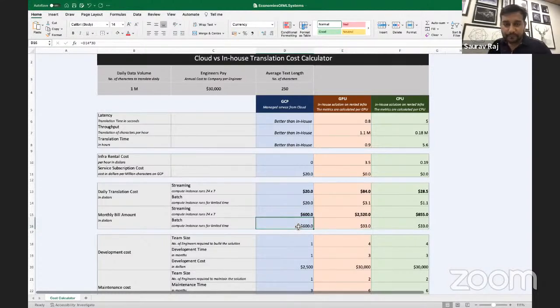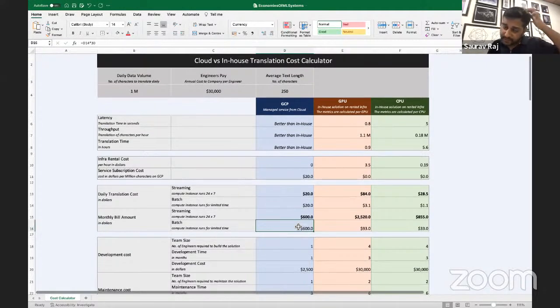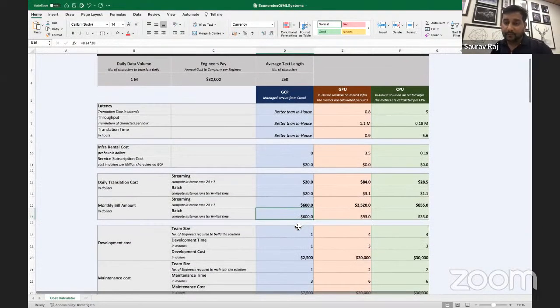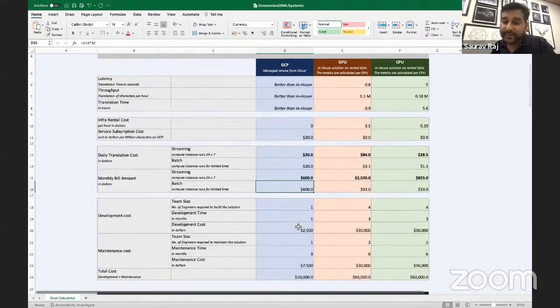But one thing that we certainly need to consider is the cost of building the solution. Because when it is in-house, there would be development cost, there would be maintenance cost of the solution that we are going to build, and we should definitely take that into consideration, because only then will we get a clear picture of whether one should opt for a solution from public clouds like GCP, or whether one should build the solution in-house. So now let's talk about the development and maintenance costs that are associated with building the solution in-house.